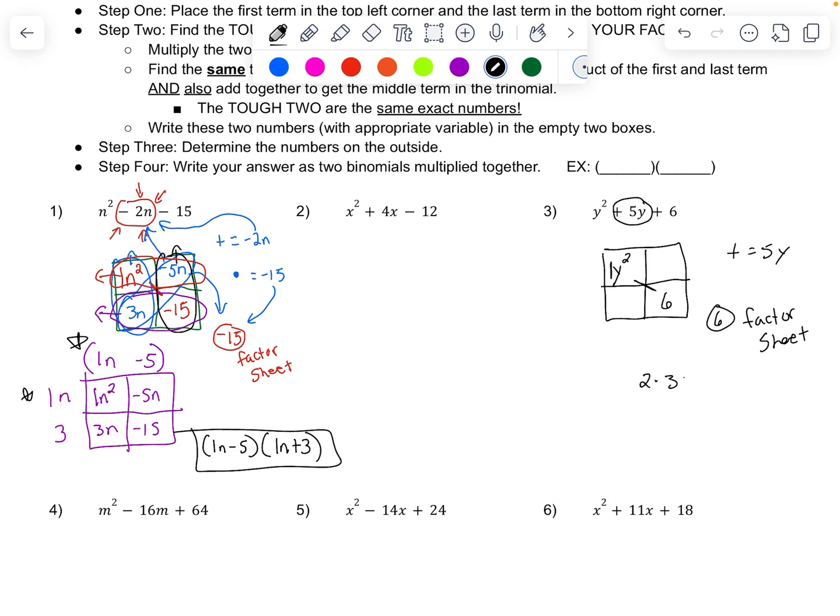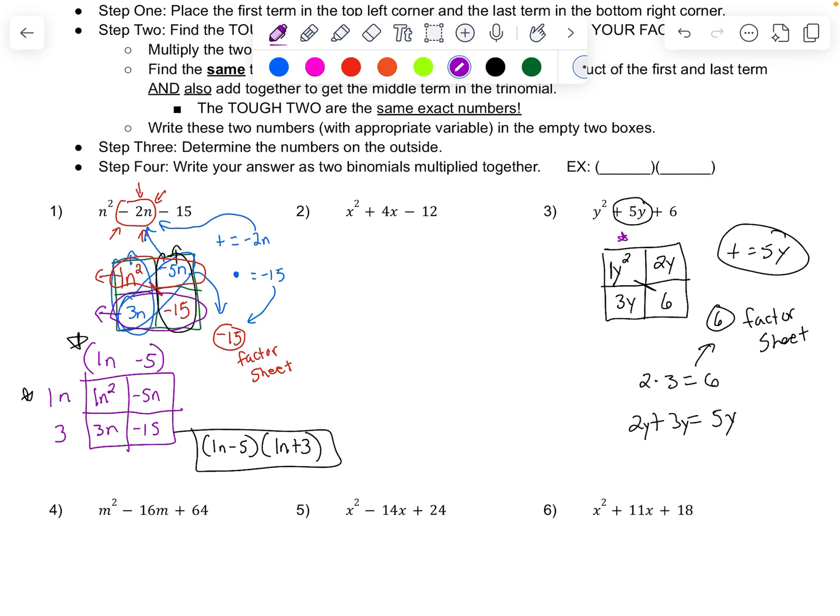Well, does 2 times 3 equal 6? Yes. Does 2 plus 3 equal 5? Yes. But it needs to be 5y, so we just throw a y on the 2 and the 3. So 2y plus 3y is 5y. So I put my 2y and my 3y in those 2 remaining boxes. It does not matter which box gets either of those terms. I could have flipped it around if I wanted.